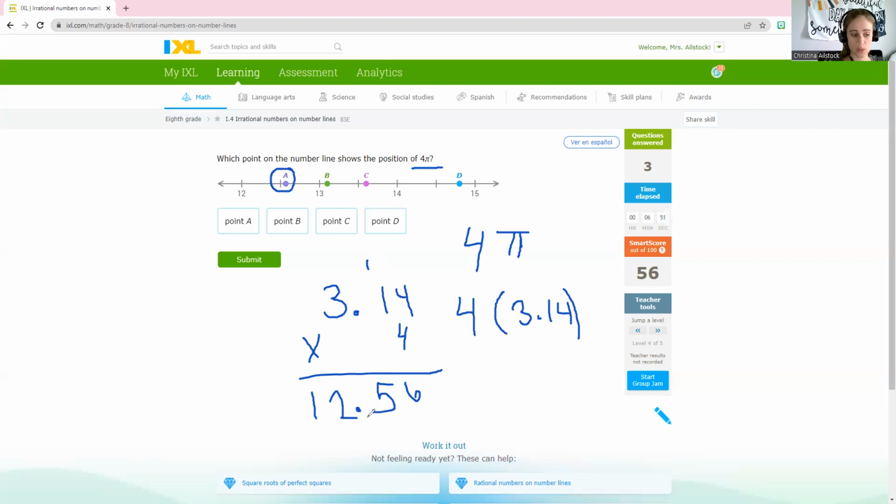And that works because we're saying it's a little bit over 12.5. And that point A is just a little past that tick mark, representing halfway between 12 and 13. So 12.5.